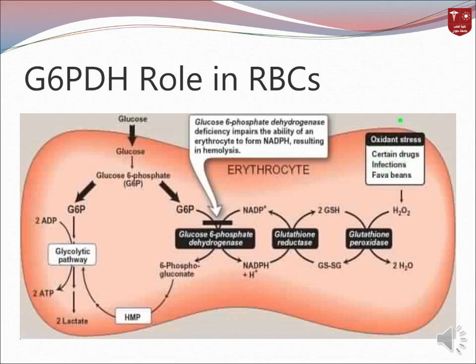All these are hemolytic in origin. All these produce oxidative stress. All these produce ROS. So in case the patient takes any of these substances, certain drugs which we are going to discuss, or is exposed to infection or fava beans, he will produce an excessive amount of H2O2, and this will produce a hemolytic attack, since the HMP shunt is deficient.